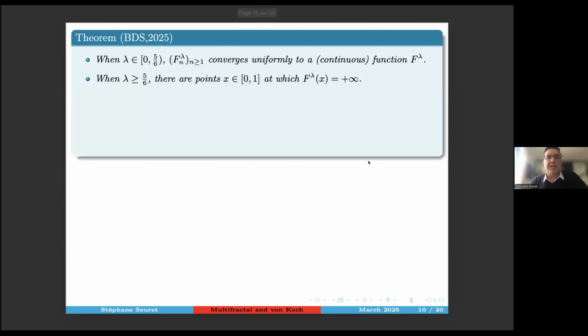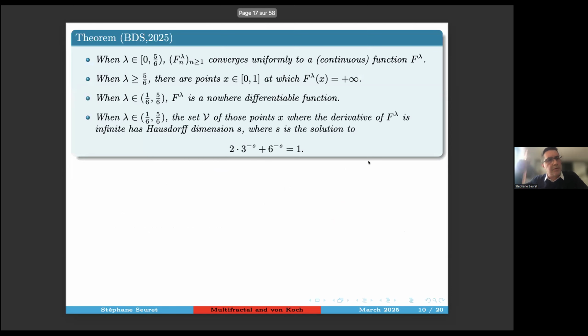Okay, so this is the first result. The second result is that indeed, when lambda belongs to [1/5, 5/6], f lambda is a nowhere differentiable function. We guess that it's also the case when lambda is smaller, but we don't know yet. And we also answer the question by Fancor about the infinite derivatives. The set of points with infinite derivative has a Hausdorff dimension S, where S is the implicit solution to this equation, 3^(-S) + x^(-S) = 1.